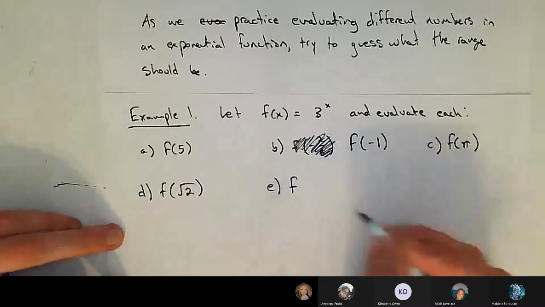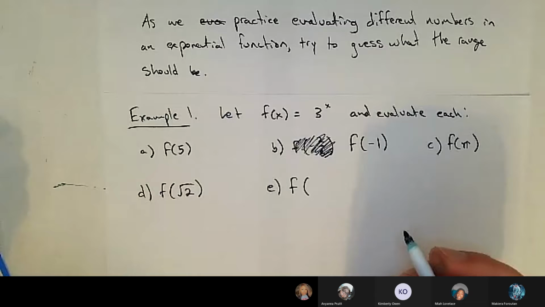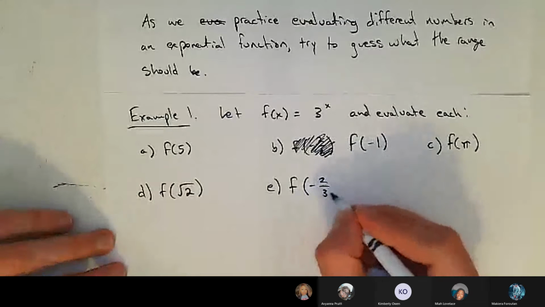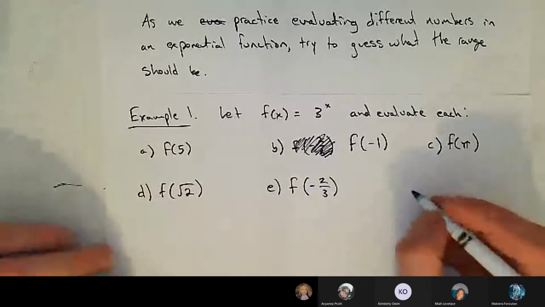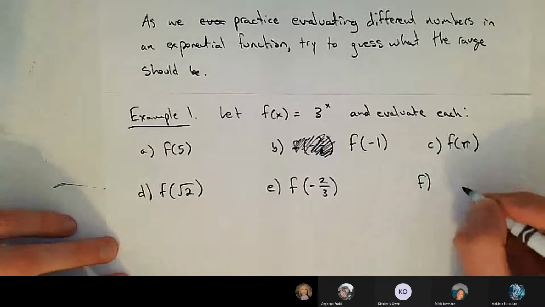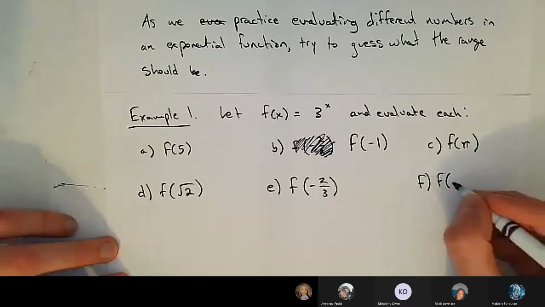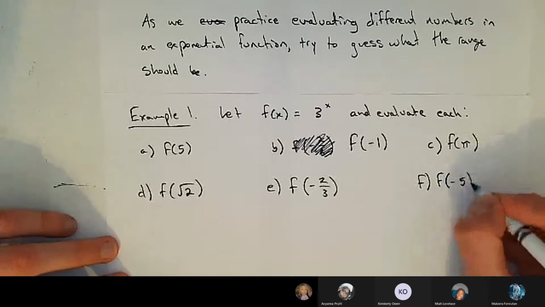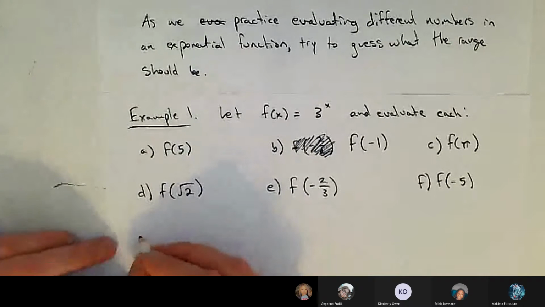And then let's investigate some more negatives. A, B, C. And let's see, how about f of, let's do a big negative number. Well, how about just -5? -5, that's fine. That's big enough. Okay, so let's evaluate each of these.